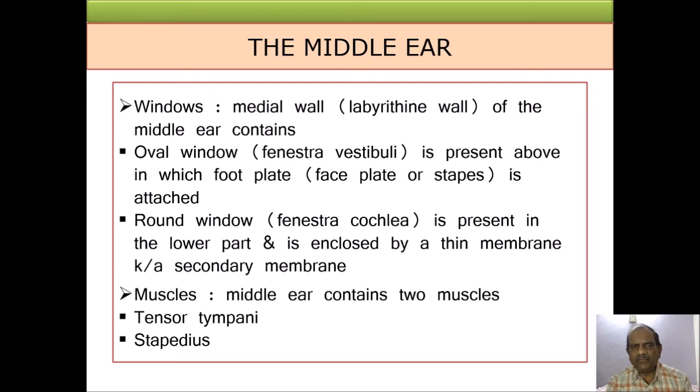Then below it there is another window, which we call the round window. It is called fenestra cochlea. It is present in the lower part and is enclosed by a thin membrane called the secondary membrane. As I have mentioned, there are two muscles. The middle ear contains two muscles, the tensor tympani and the stapedius.